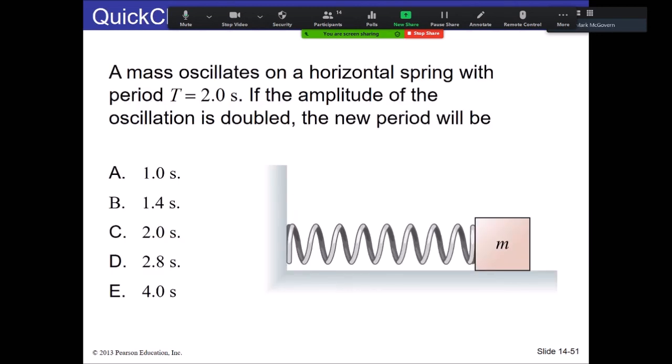All right, so think about this question here. A mass oscillates on a horizontal spring with the period being 2 seconds. If the amplitude of the oscillation is doubled, the new period is going to be... What do you think? Well, this question is basically, did you listen to what I said literally a minute ago? The period is not changed because the amplitude does not determine the period.